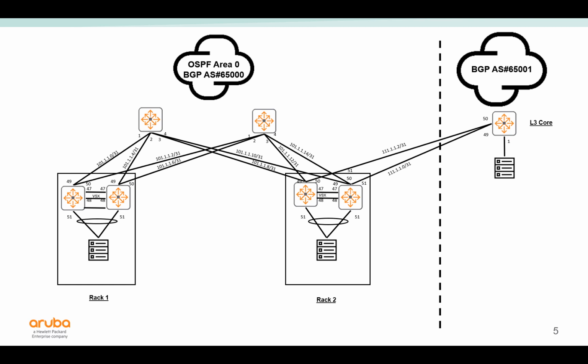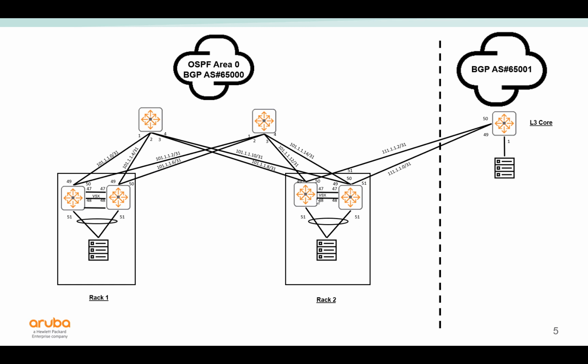It consists of a spine and leaf fabric, which consists of two racks. Each rack has two switches at the top of each rack, forming a VSX pair, and those switches connect to the attached host using multi-chassis link aggregation. And then, of course, these switches at each rack connect into the fabric using routed only ports, and we're leveraging OSPF as the interior gateway protocol to share the routes between the racks.